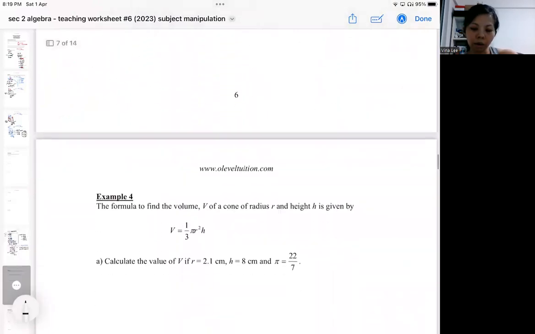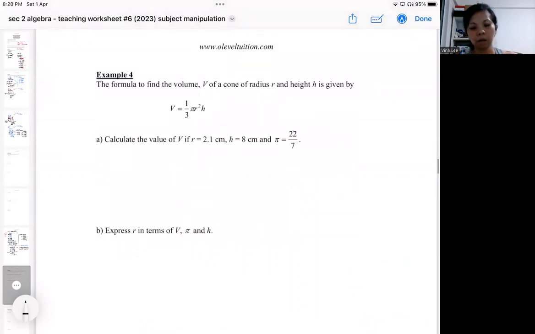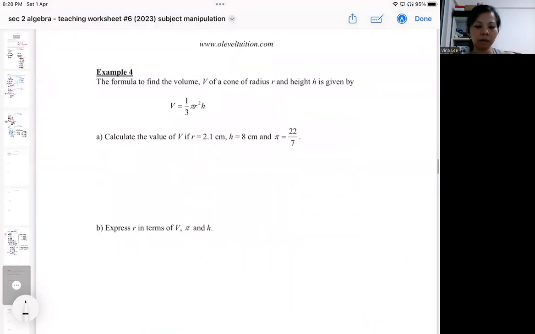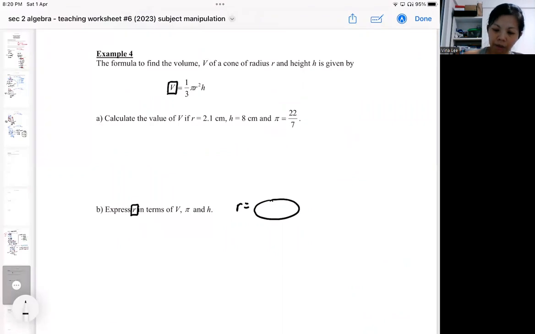Okay, example 4, we are showing you an exam question. This one I think is very close to an O-level question. So they gave you a formula. The formula starts off with V as the subject, and later on I'm supposed to make R the subject. So make sure I do not have R. But in this case, part A is like a giveaway.